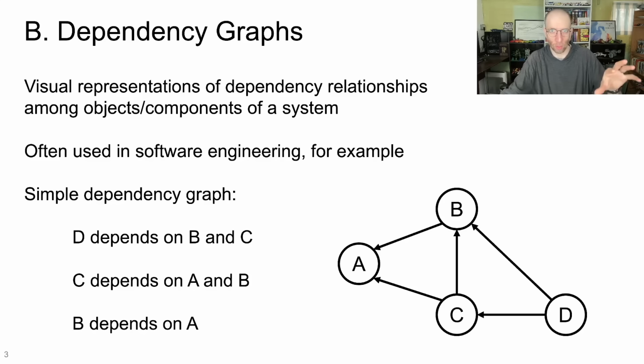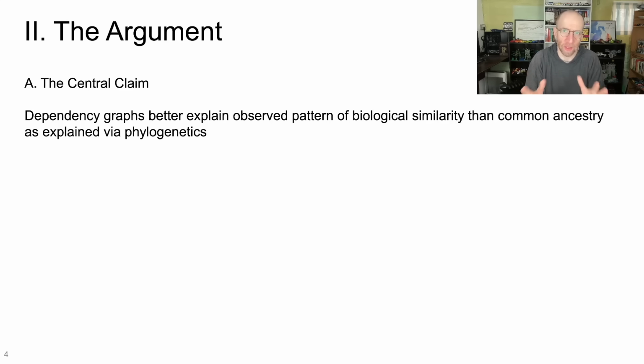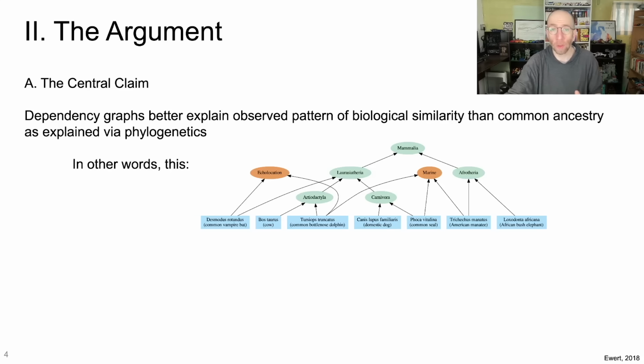of different individual organisms. Okay, so the argument, the central claim that we hear from Dr. Winston Ewert in the articles that we're going to talk about is that dependency graphs do a better job explaining the pattern of biological similarity that we see in the world today than common ancestry does, as explained via phylogenetics, right? A branching pattern of common ancestors that exist in the more distant past as you work backwards on your phylogenetic tree.